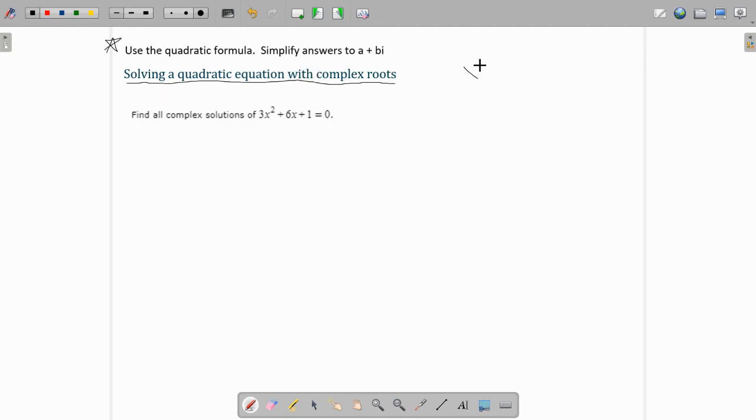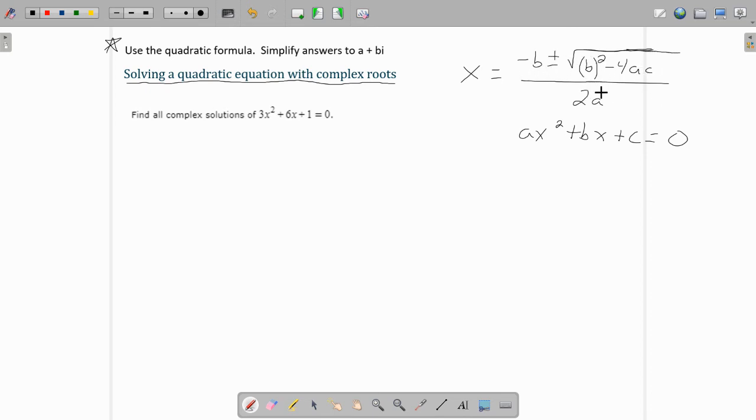So first thing, quadratic formula. It's the opposite of b plus or minus the square root of b squared minus 4, I usually put this in parentheses just to be safe, ac, all over 2a. Okay. And that's given ax squared plus bx plus c equals 0. So you'll never put any letters into here. So negative b plus or minus the square root of b squared minus 4ac all over 2a.